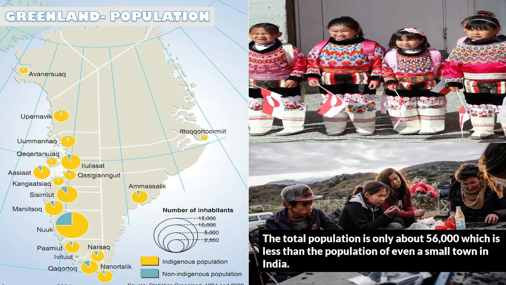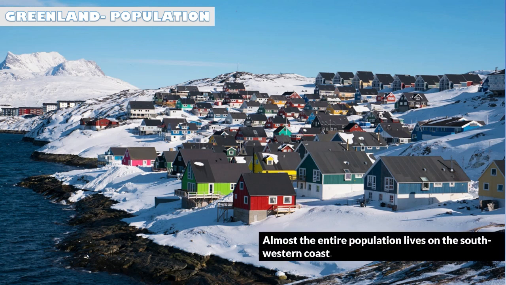If we talk about the total population, it is only about 56,000, which is less than the population of even a small town in India. So we can see that Greenland has a very small population. Now almost the entire population lives on the southwestern coast, which makes this the most densely populated region, because the southern part of Greenland is the warmest part of Greenland. So we can see that almost the entire population lives on the southwestern coast.